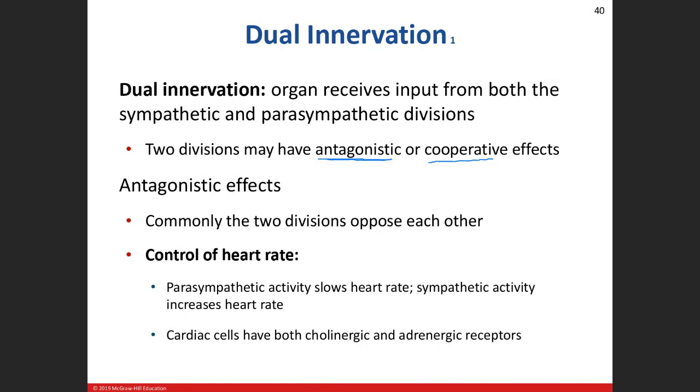So when we talk about the antagonistic effects, opposition is going to be involved here. Heart rate's a perfect example. When we're stimulating the parasympathetic nervous system, we slow the heart down. When we stimulate the sympathetic nervous system, we increase the heart rate. And that's the nice thing. We briefly talked about that, but cardiac cells have these two types of receptors, cholinergic and adrenergic. Depending on which of those receptors we're stimulating will determine the outcome of the effect on heart rate.